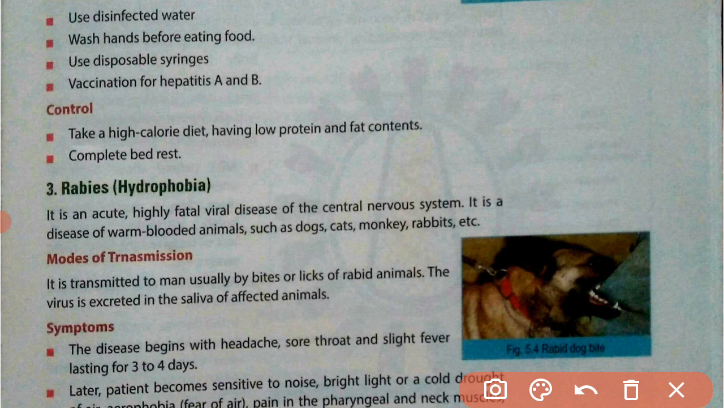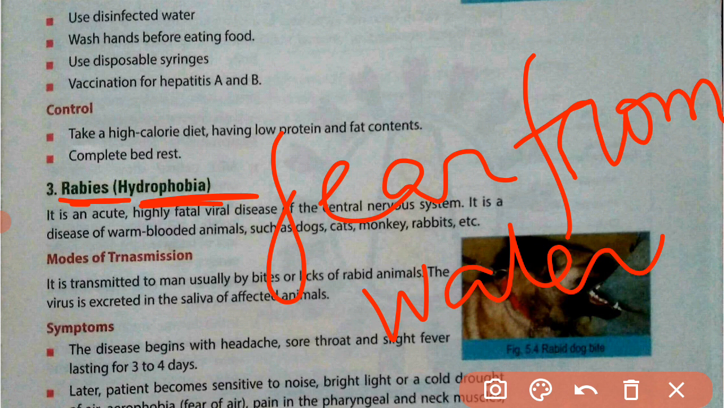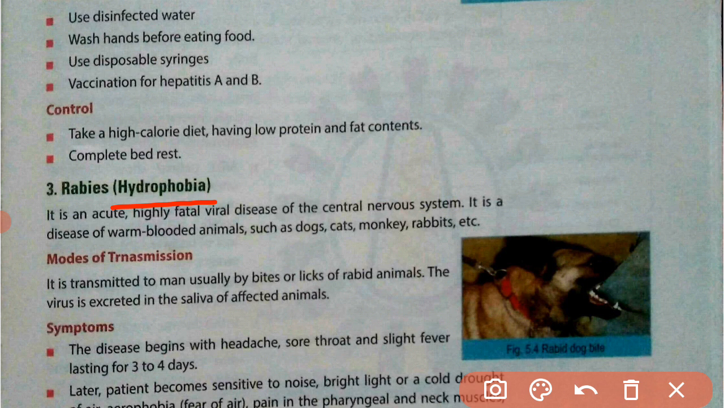Now we will talk about another viral disease, and that is rabies, which is also known as hydrophobia. Phobia means fear, and hydro means water. In this disease, people fear water. When they see water, they get scared. That's why this disease is called hydrophobia. It is an acute disease. It occurs for a short period of time, but is highly fatal.